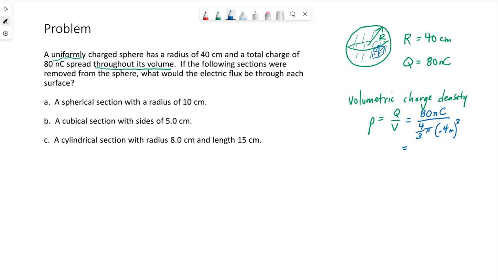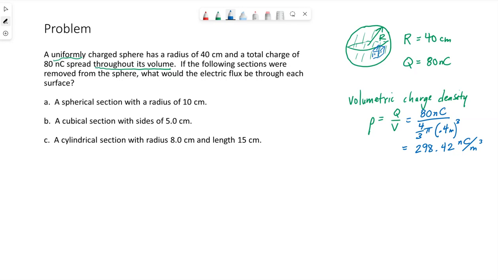Since I forgot my calculator, I'm actually doing these calculations in Excel, and hopefully I've done it correctly. If so, the charge density for this sphere, specifically the volumetric charge density, is 298.42 nanocoulombs per meter cubed.